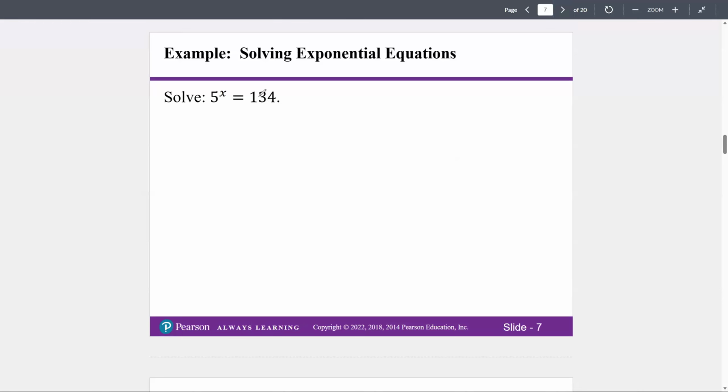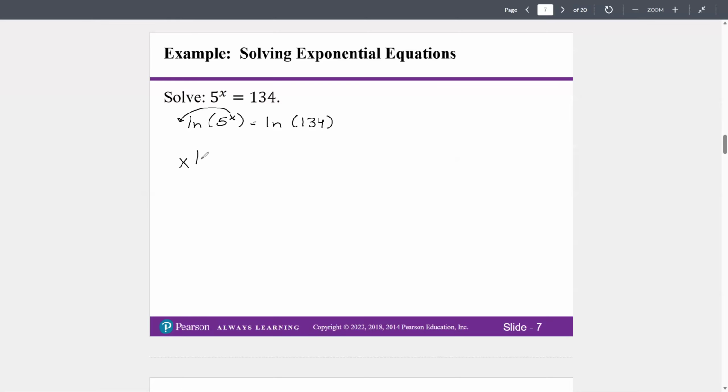So here we have 5 to the x equals 134. So it's not a base e, and it's not a base 10. So what we do is we just default to natural log. So natural log of 5 to the x is going to be equal to natural log of 134. Now, what this means is I can drag this x out.